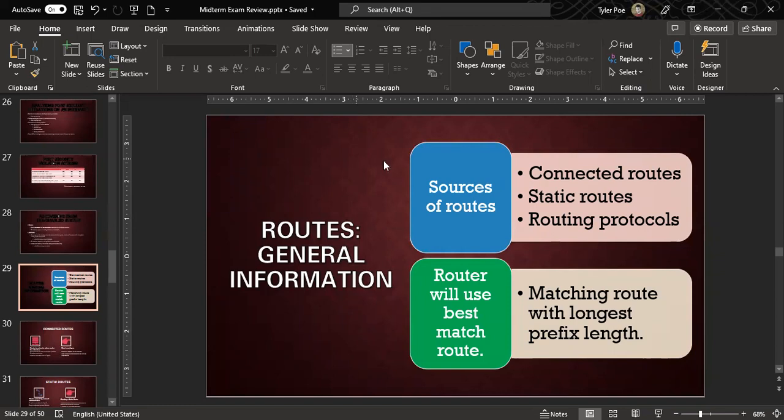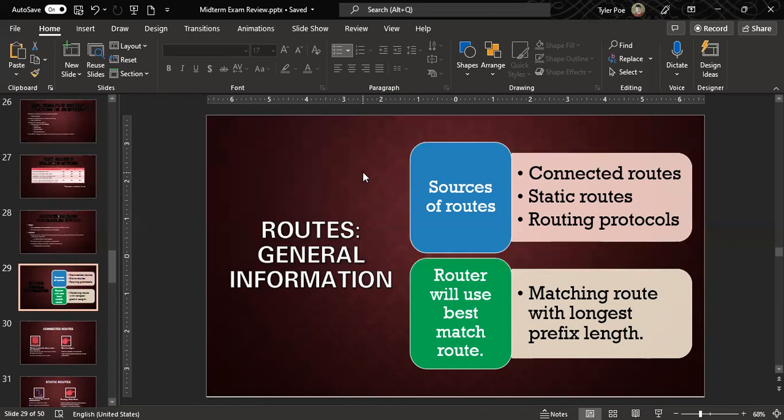Very good. So the two answers that you want to keep in mind are the main requirements for connected routes: configure an IP address on an interface and doing the no shutdown command. So that is the basics of having a connected route. That should be similar to one of your quiz questions. It could be something that appears in the exam.